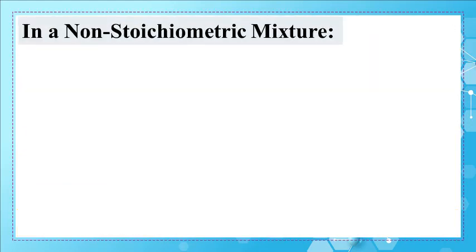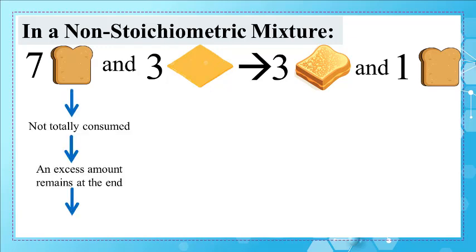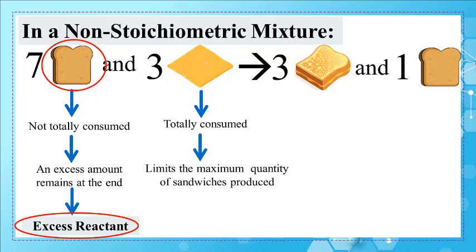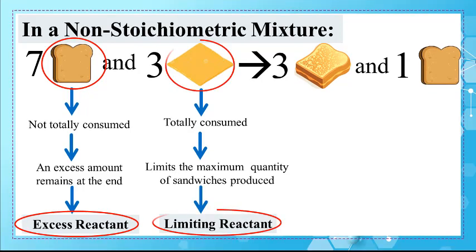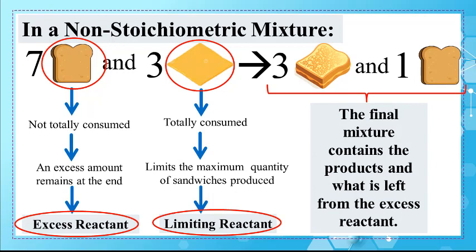In a non-stoichiometric mixture, the bread is not totally consumed. An excess amount remains at the end, so bread is the excess reactant. However, the cheese slices are totally consumed. It limits the maximum quantity of sandwiches produced, so it is the limiting reactant. The final mixture contains the products and what is left from the excess reactant.